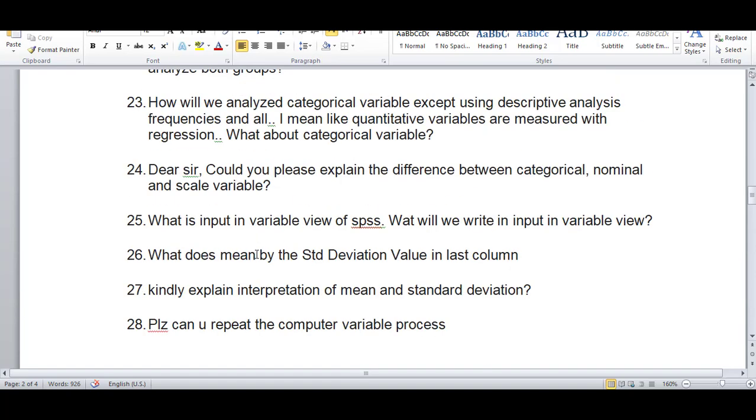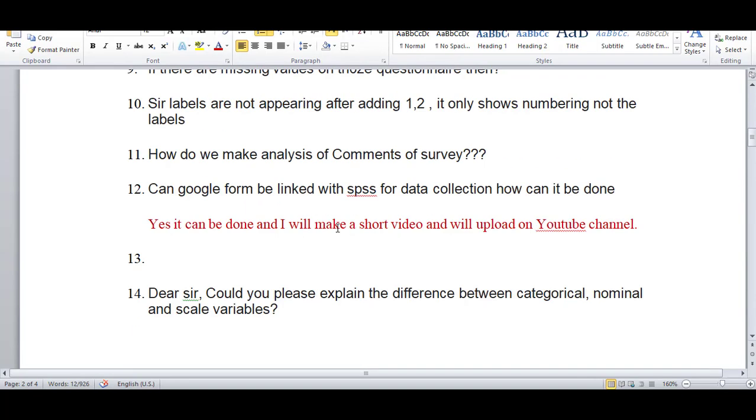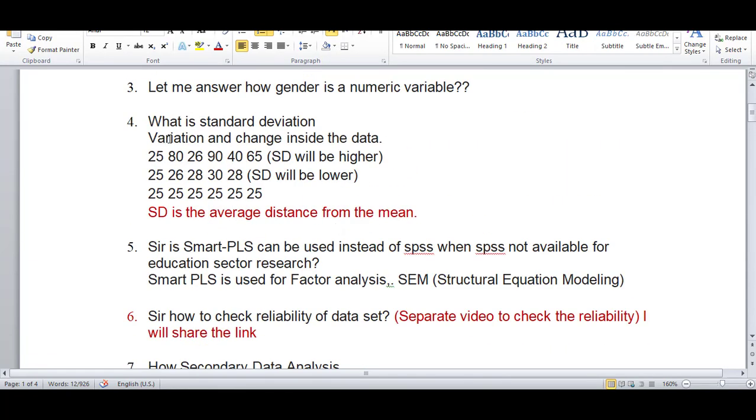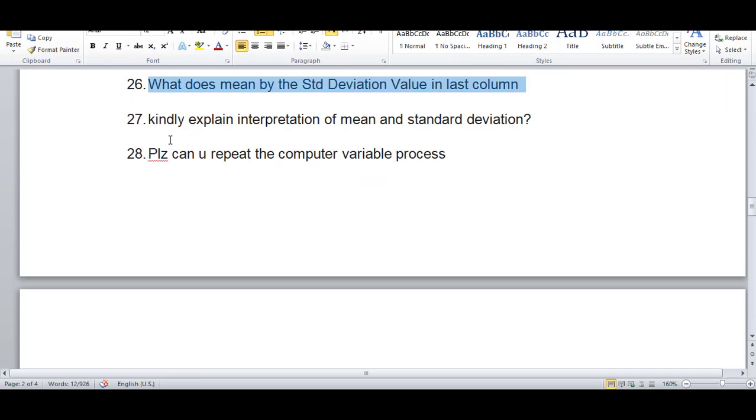What does it mean by standard deviation value in the last column? I explained what standard deviation means, and standard deviation is a variation, a change in the data set. I explained this with question number 4. Kindly explain the definition of mean and standard deviation. Mean is the average, meaning a single number that represents a complete data set. A standard deviation is the average distance from the mean. So the mean only tells you the overall trend, the single number that represents the complete data set. On the other hand, standard deviation tells you the variation in this data set.